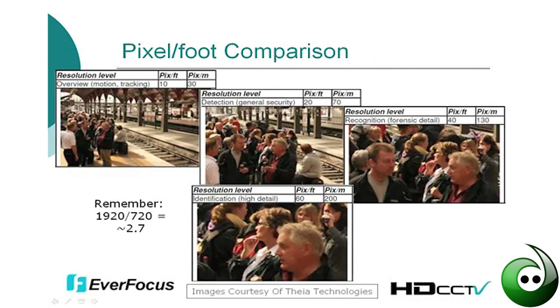When you're thinking about how many pixels you can get in a scene, remember that the 1920 pixels from 1080 HD divided by the 720 pixels of standard definition is a 2.7 to 1 advantage. So if you go to 2.7 times the field of view, then you will be back to standard def. If you go wider than 2.7 times, then you are going to reduce the number of pixels below standard definition levels.